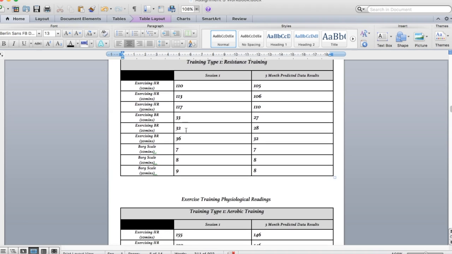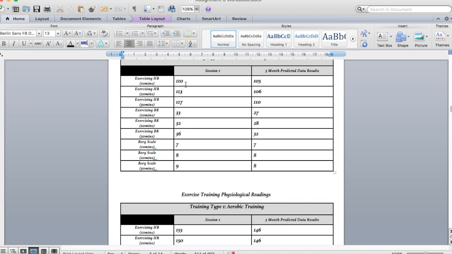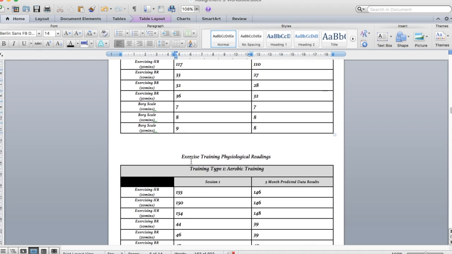However, what you will notice is a significant difference in the numbers. So you can see that there's 110 when you start off when you're doing your resistance training. However, when you're doing aerobic training, we've got here that there's 155 beats per minute. Likewise with your breathing rate, when you do your resistance training it's 33, but it's 44 when you're doing your aerobic training.